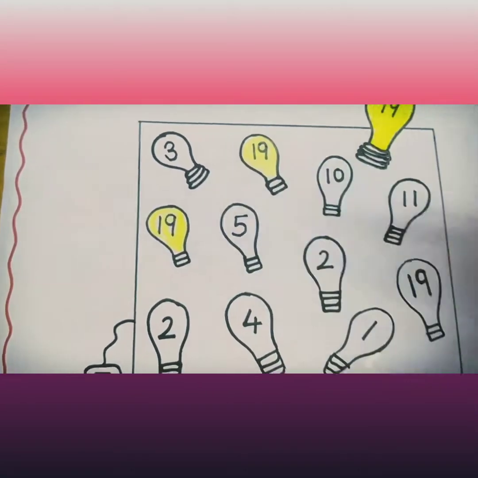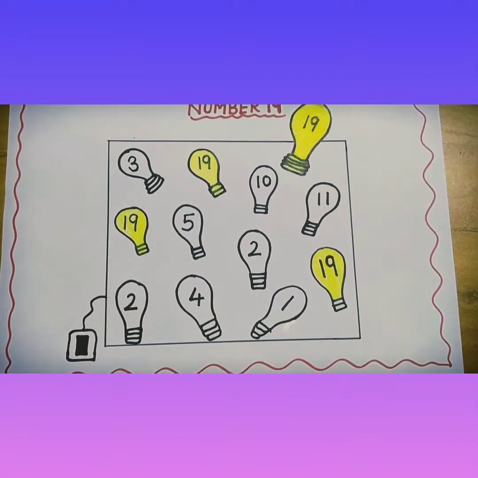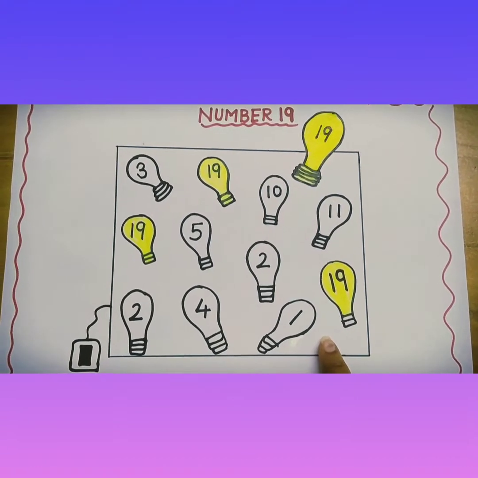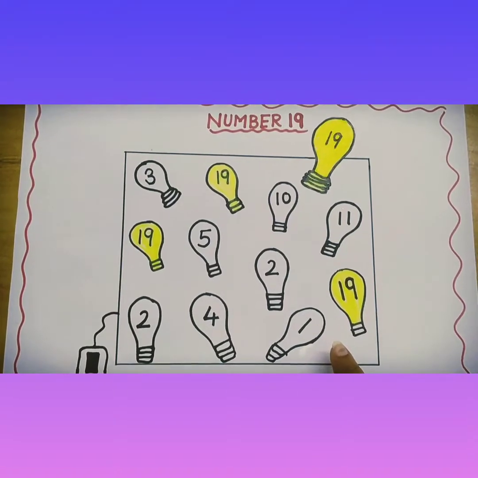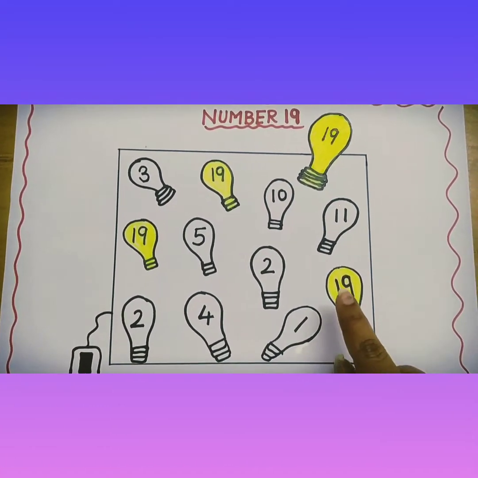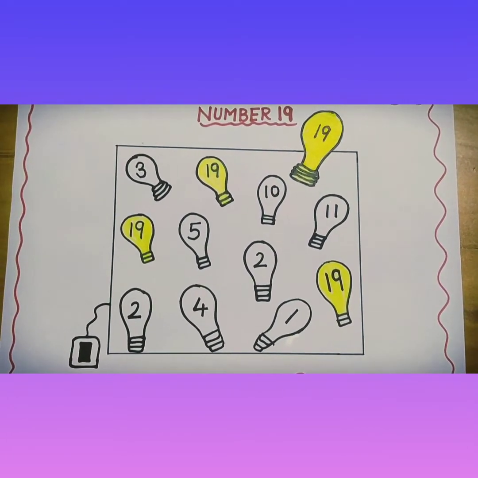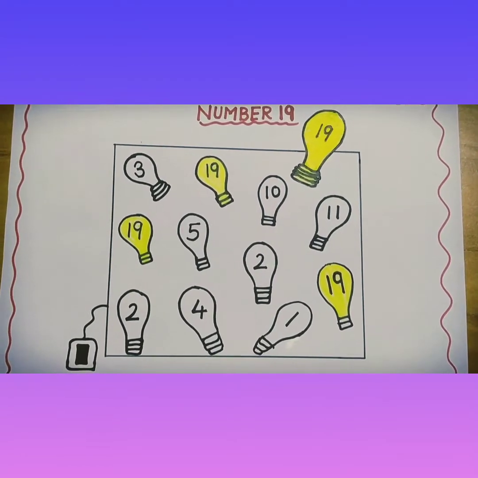Okay, like this. Now any more bulb is there? So kids, like this you have to complete this light box. The bulb you have to light which has number 19, like this. So this is our today's activity and I hope you enjoyed this activity very well.